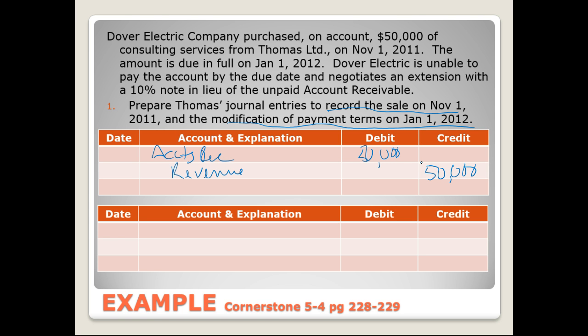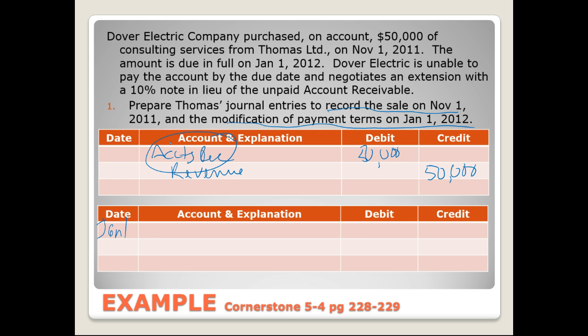But then January 1st, 2012 rolls around. And what happens? Dover comes calling and says, uh-oh, we can't pay. Can we renegotiate? Thomas says yes. They renegotiate a notes payable in the exact same amount of the invoice, and it is due at some point in the future, which means we need to clear that accounts receivable.